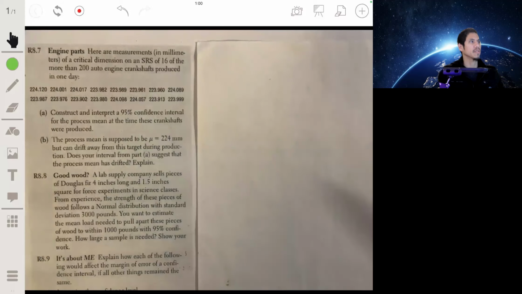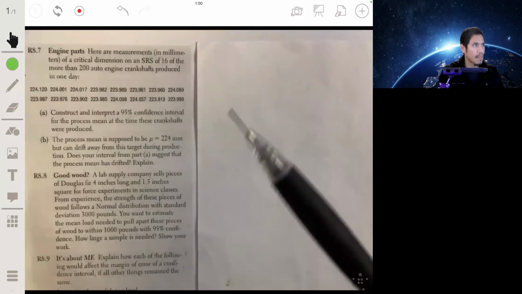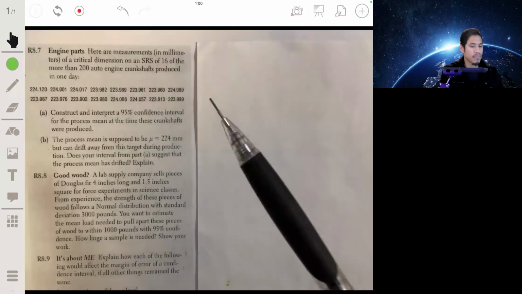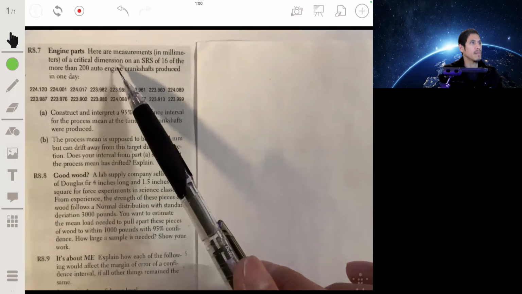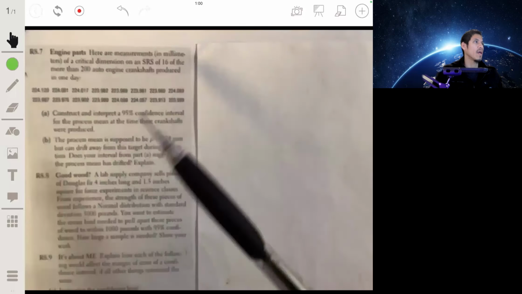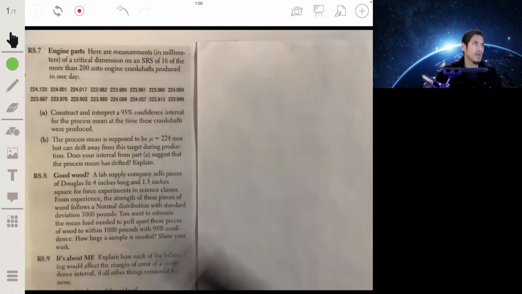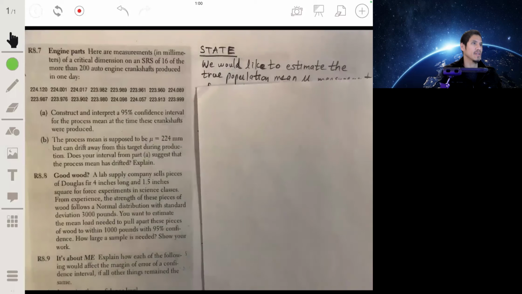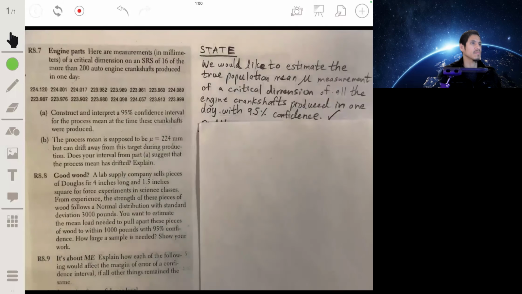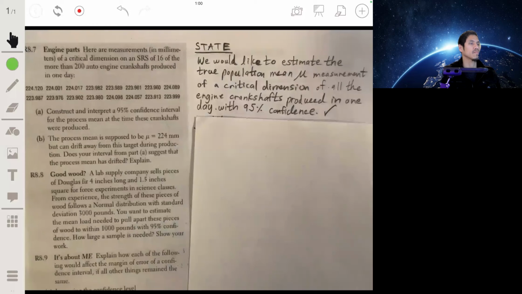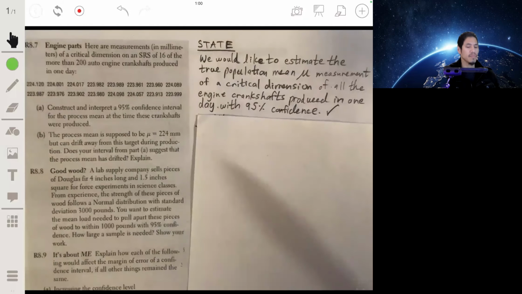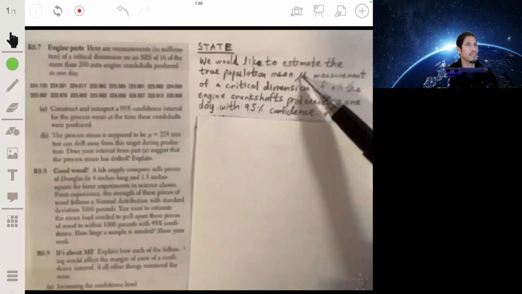Okay, so we're going to break this into our four-step process. We're going to start with our statement, and we're going to say that we are trying to estimate the true population mean critical dimension of all the engine crankshafts produced in one day at a 95% confidence level. Be sure you mention mu as your population parameter.